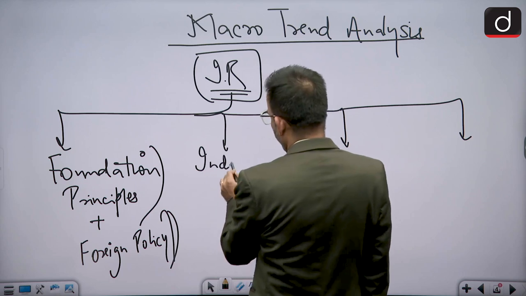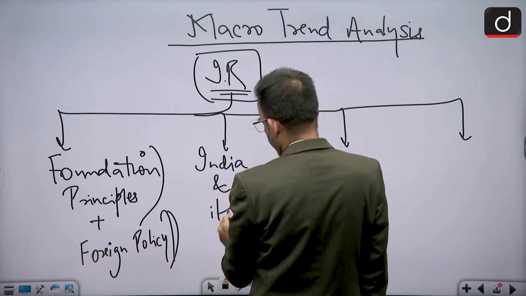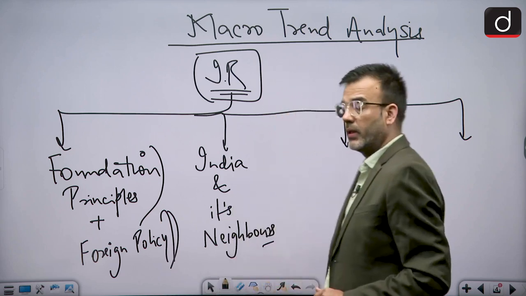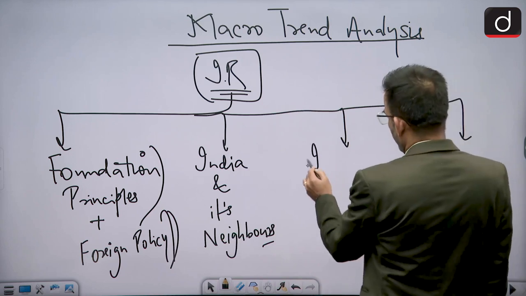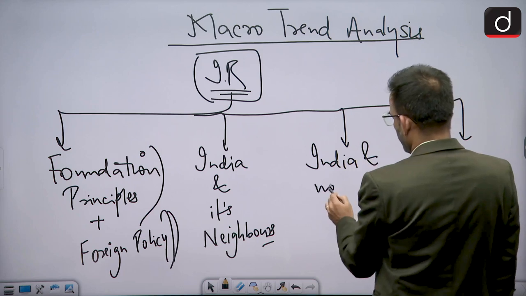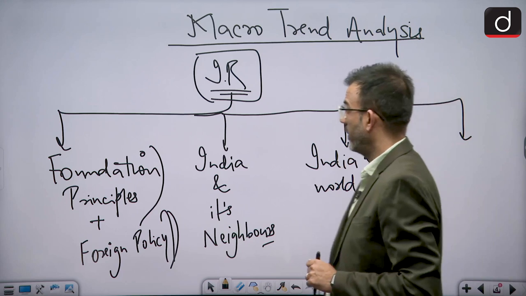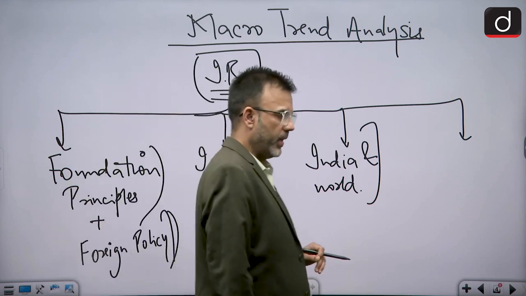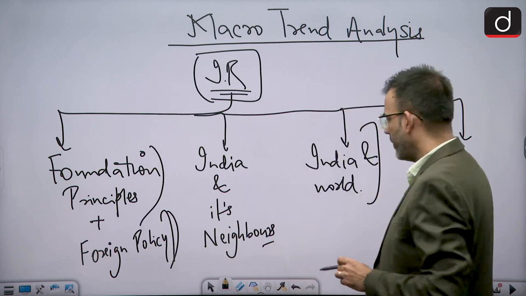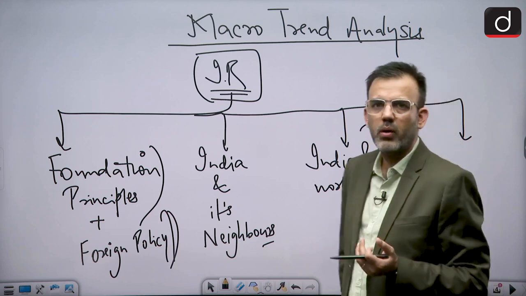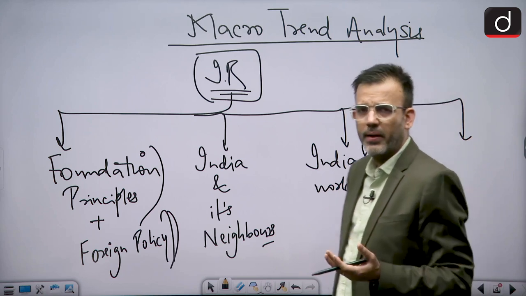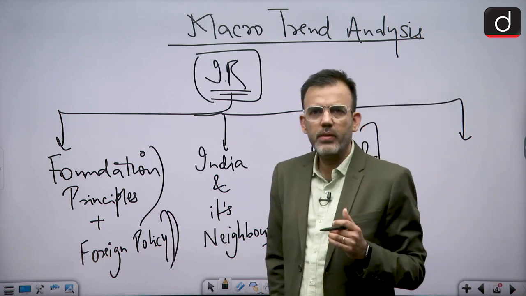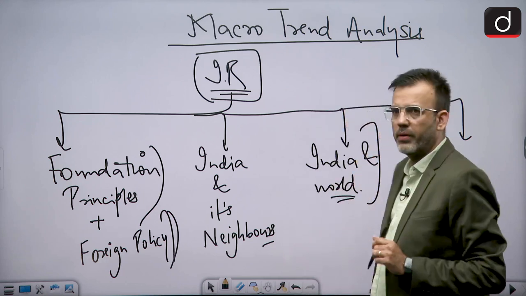Second aspect of international relations is India and its neighbors. Third part of this syllabus is, we can say, India and the world. Now, India and the world can also be treated like neighbors, they are also part of the world, but once we have created a separate chapter for India and its neighbors, then India and the world means India's relations vis-a-vis other important global participants like the US, Japan, France, Australia, all other major global players. So, the dynamics of India's relationship with such countries, we will tackle in this section, India and the world.